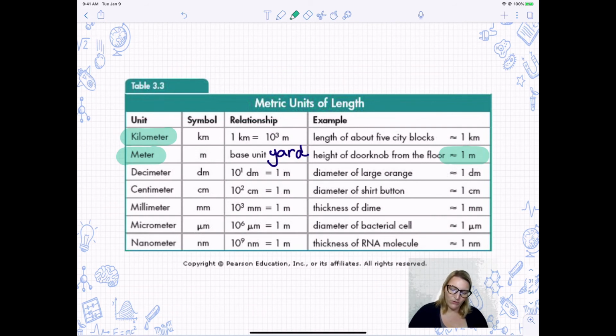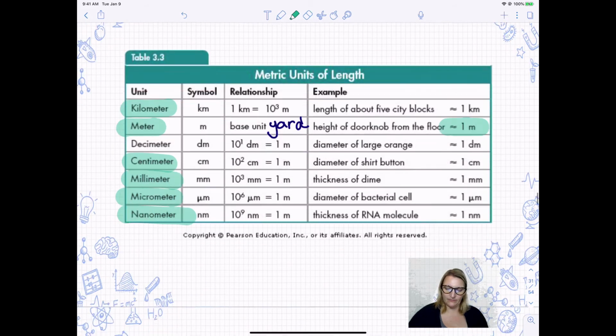The other ones, we know: centi, milli, micro, nano. You can see that they all get much, much, much smaller.